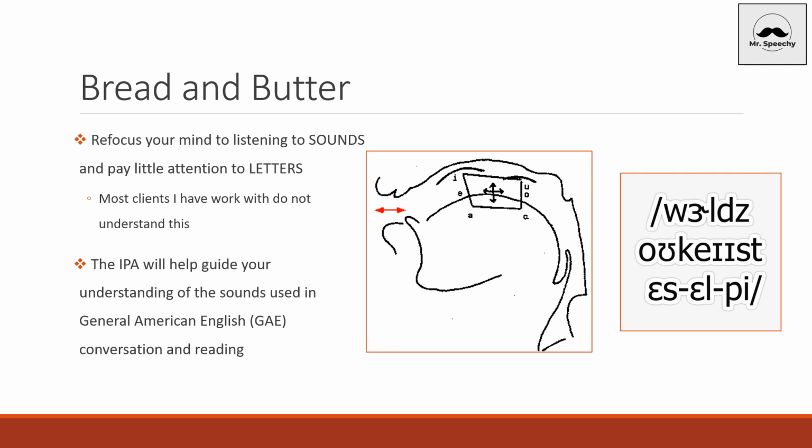And then, of course, on that second bullet point, the IPA will help guide your understanding of the sounds used in general American English. General American English is the accent that typical news anchors have. Whenever you are listening to a news anchor on CNN, Fox News, OAN, whatever it may be, your local news channel, most oftentimes they will have a general American English, and that is what is most oftentimes pursued for those large networks.